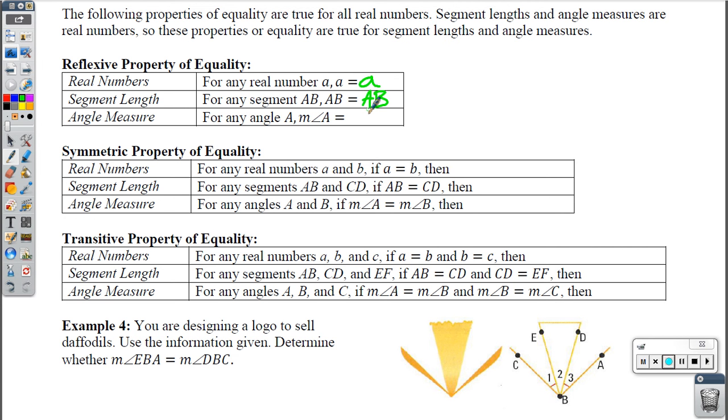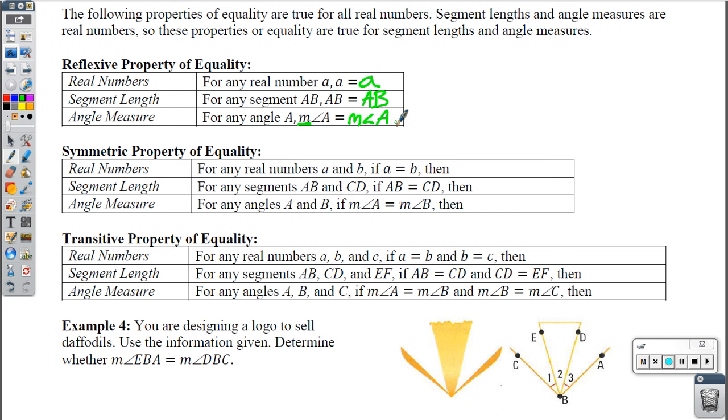If we're talking about angle measures, so how many degrees an angle is, we use the notation with the m in front of the angle, so that means the measure of angle A. And so we can say the measure of angle A is equal to the measure of angle A.